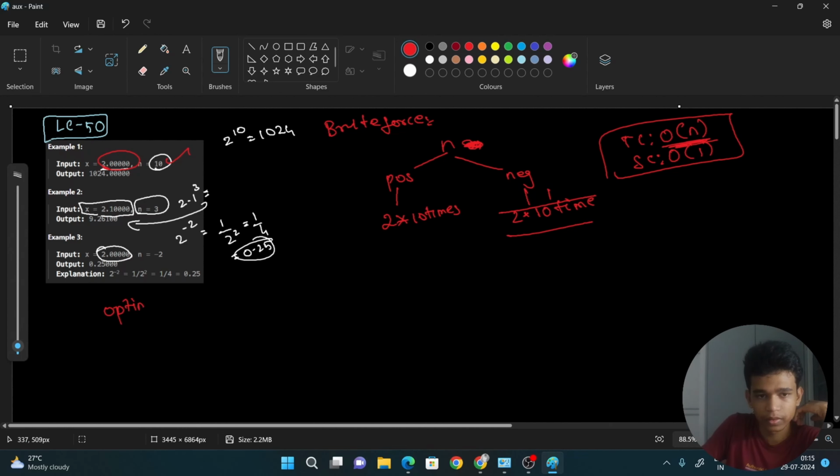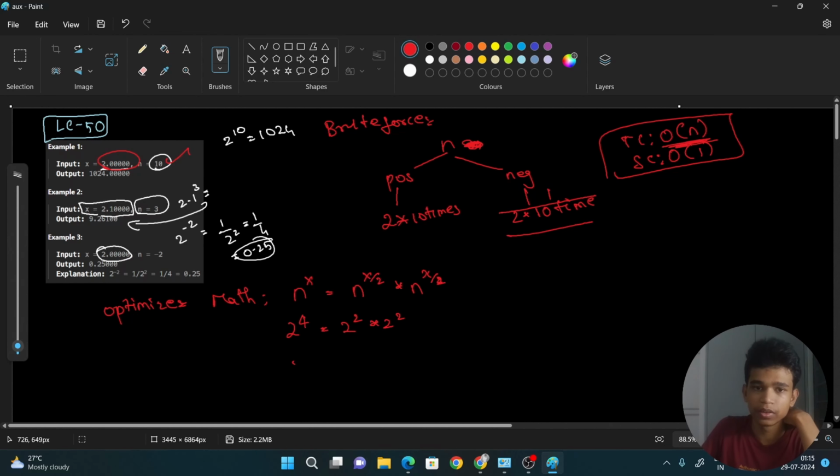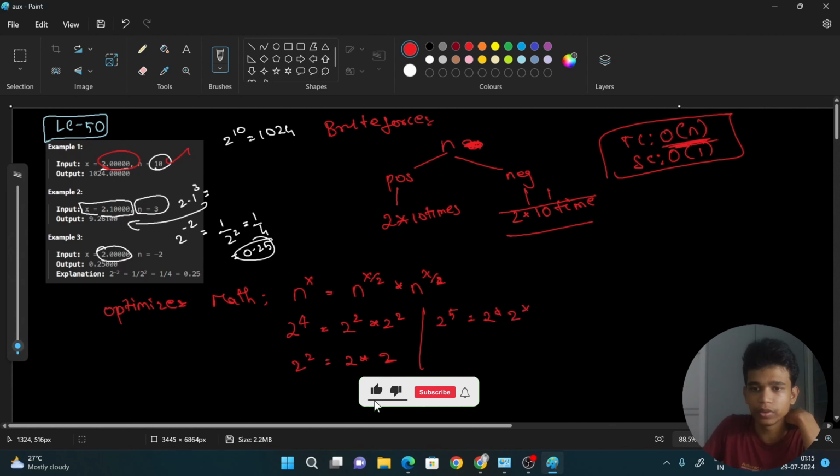Let us consider what we have seen in smaller classes in math: if I have n power x, it can be written as n power x by 2 into n power x by 2. Take for example, 2 power 4 can be written as 2 square into 2 square. Yes, 2 square can be written as 2 into 2. Then 2 power 5 can be written as what? 2 into 2 into 2. Here put 2, here put 2. So 2 power 2 into 2 power 2 into 2.